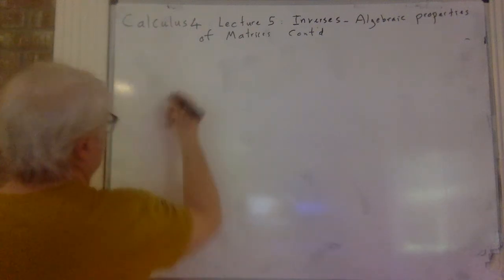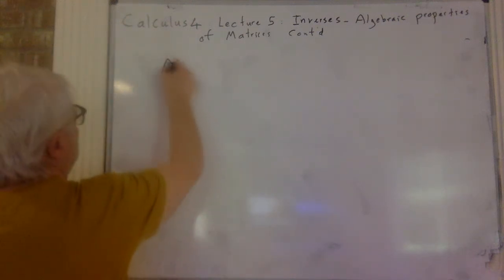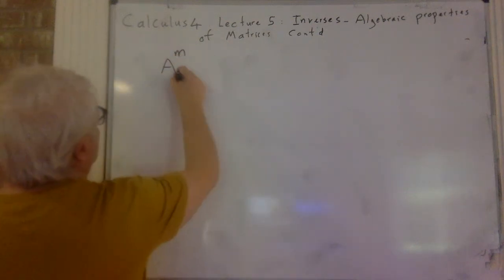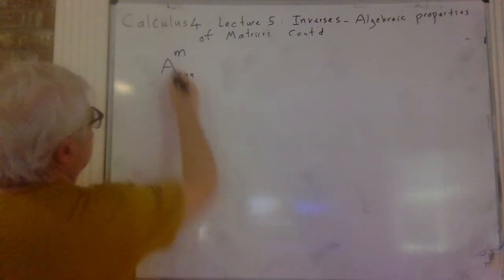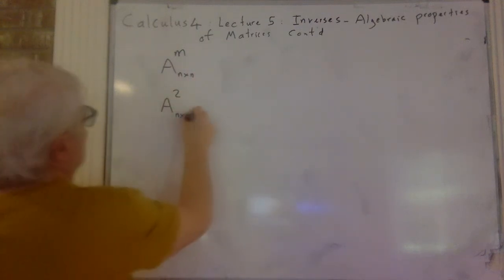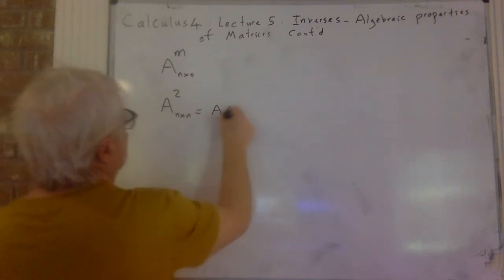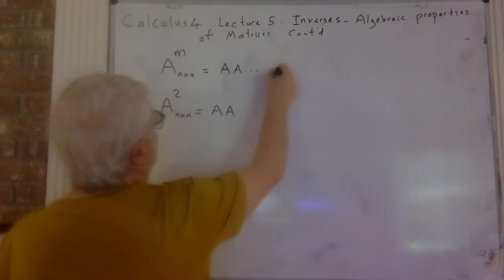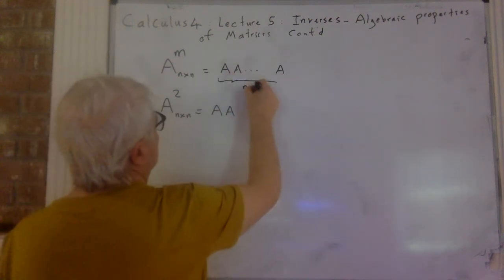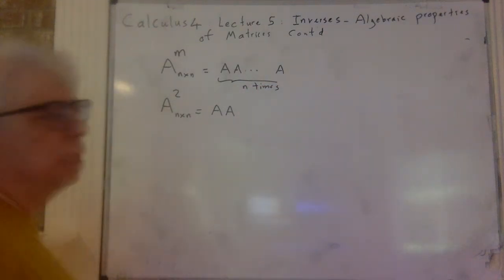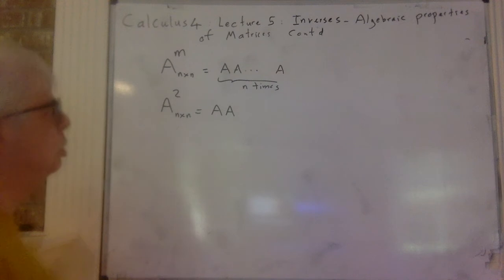Well, let's introduce A to the power m. Here A is n by n. How do you define A squared? It's simply A times A. So A to the power m is A multiplied m times. And remember, if I multiply A by A, each one of them n by n, I will get an n by n matrix. So the end result is also n by n.